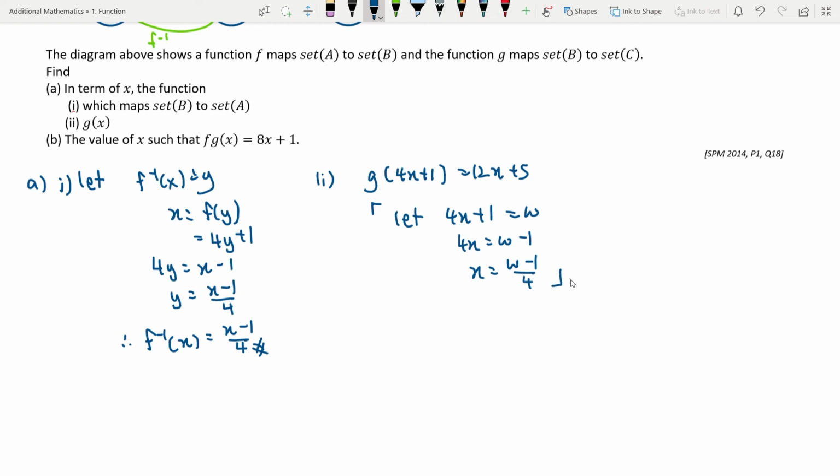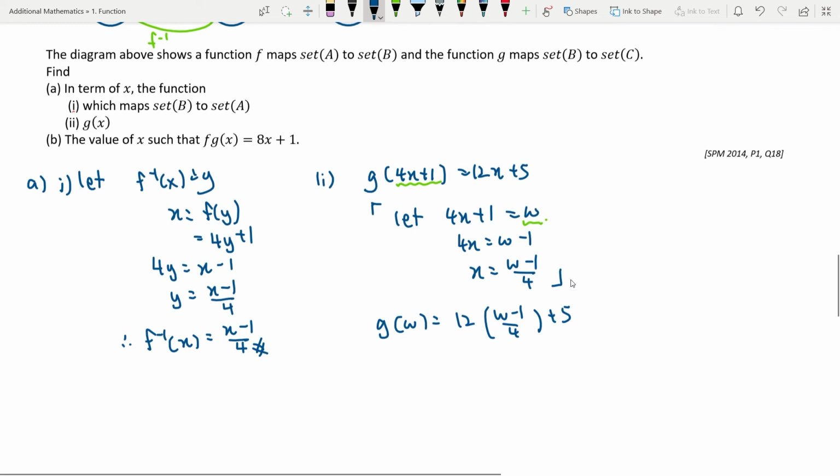We need to use this piece of information later on. We substitute 4x plus 1 with w. We get g of w equal to 12, substitute the x with (w minus 1) over 4, plus 5. Why do we do so? Because we already changed the object to w, hence we also need to change the function into w.